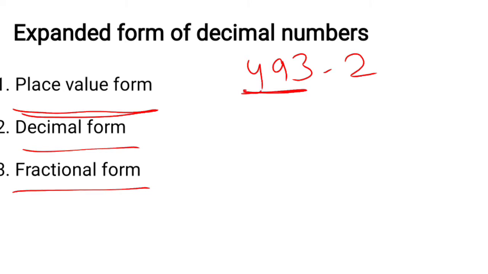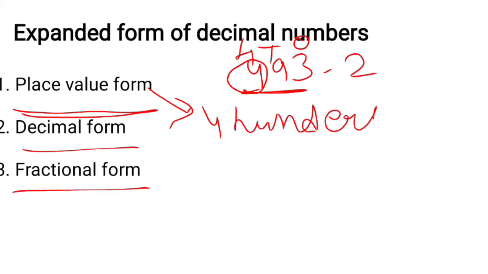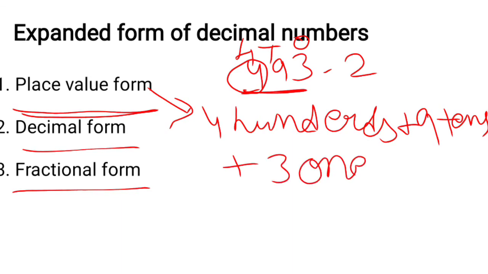Like this one is on the hundreds place, this one is on the tens place, and this one is on the ones place. Okay, so how will we represent that? You will write 4 hundreds, then plus 9 tens, then plus 3 on the ones position, so 3 ones.